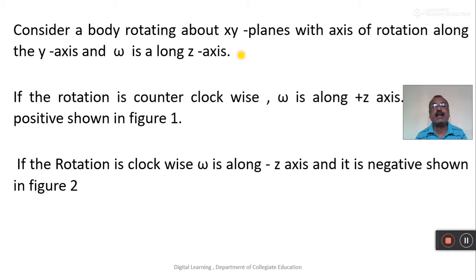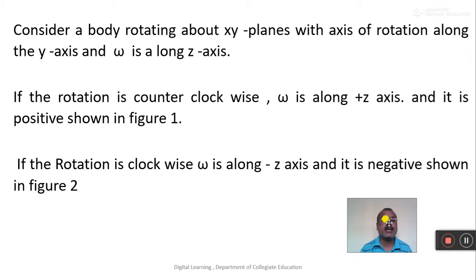Consider a body rotating in the xy plane with the axis of rotation along the z-axis and omega along the z-axis. If the rotation is anticlockwise, omega is along the positive z-axis and it is shown in figure 1. If the rotation is clockwise, omega is along the negative z-axis and it is shown in figure 2.